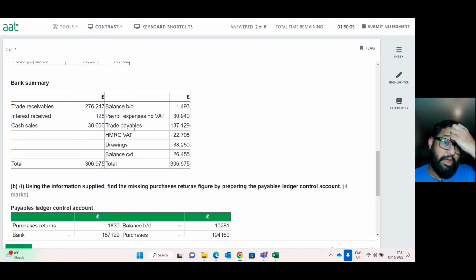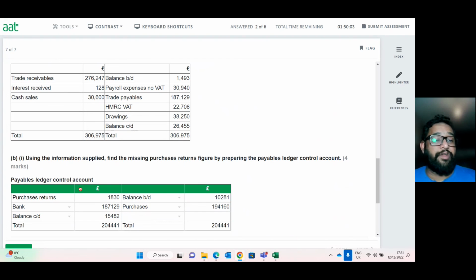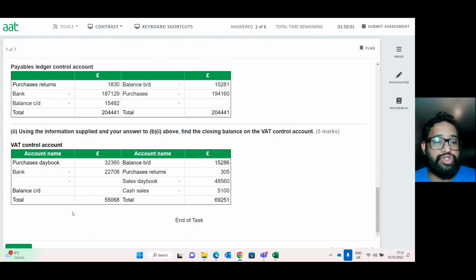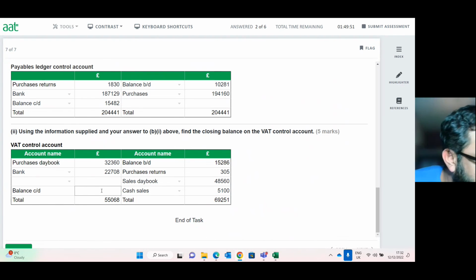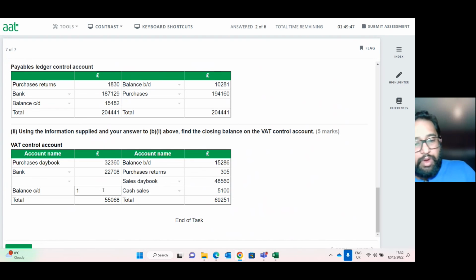No, nothing else here. So whatever is left over is your VAT control account's final balance carried down. So here 69,251 minus 55,068 will be equal to 14,183 pounds as my new balance carried down for my VAT control account, because this is the balance of VAT we still owe HMRC after the year end.